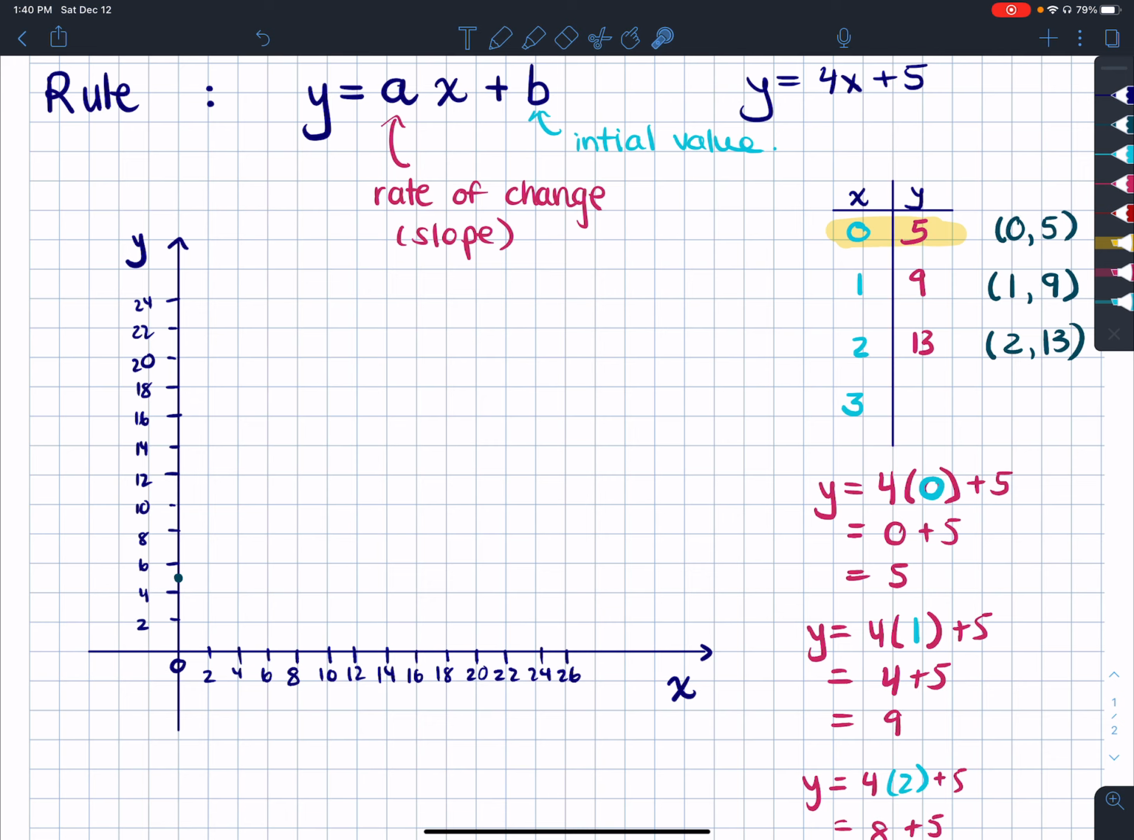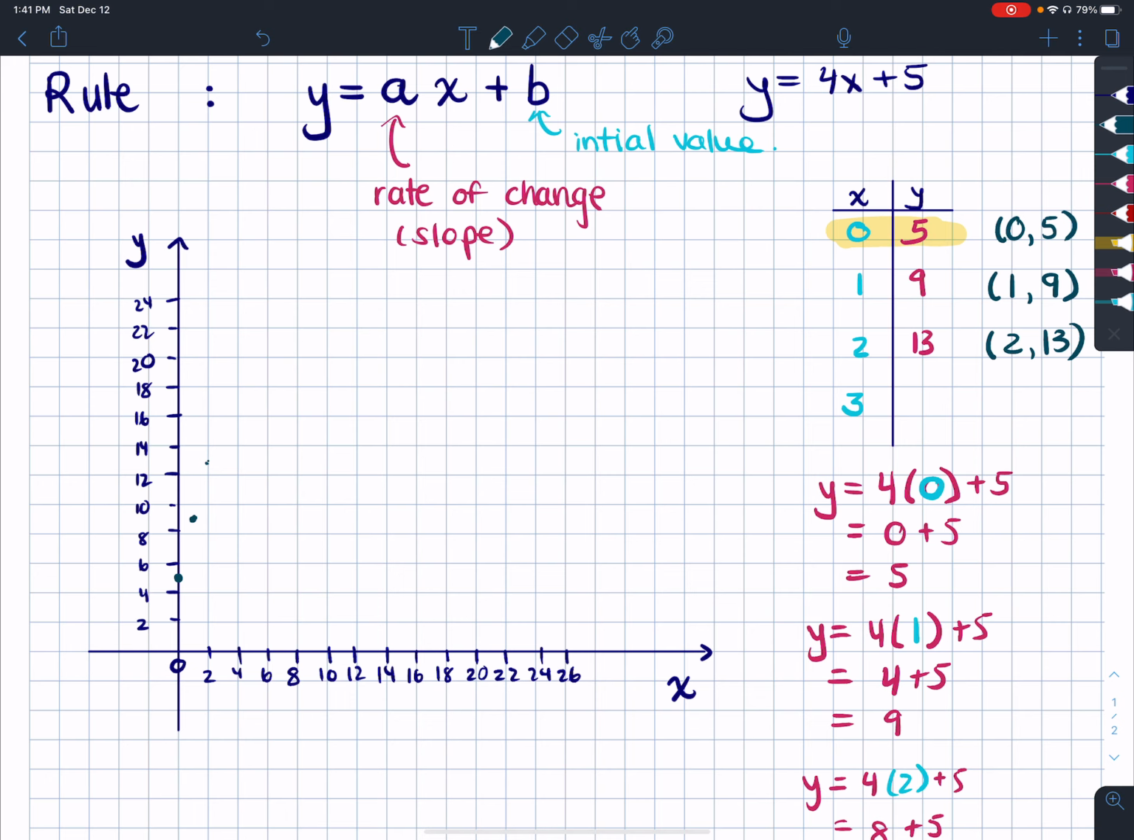Then we're going to go to x is 1. That would be here, halfway. So at x is 1, we have y is 9, which is halfway over here. It's going to be right in the middle of that square. And then at x is 2, which is here, we have y is 13, which is halfway between 12 and 14. So that's right over here.